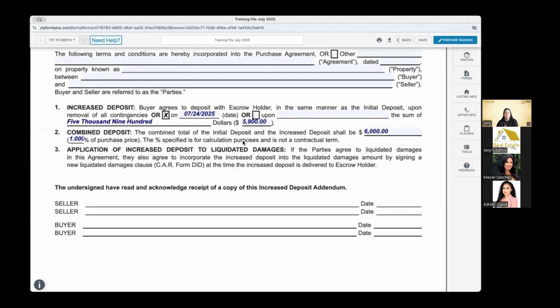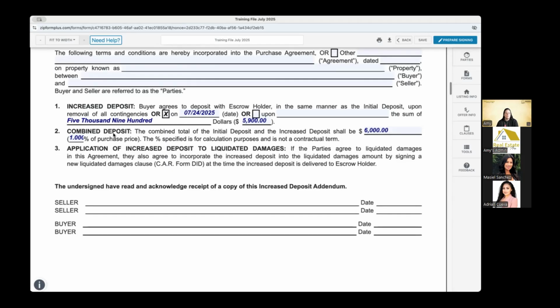There we go, 1% of the purchase price. The percent is specified for calculation purposes. It is not a contractual term. Obviously, I don't have a purchase agreement filled out for it to do that. So there I'm saying, hey, we're doing that.